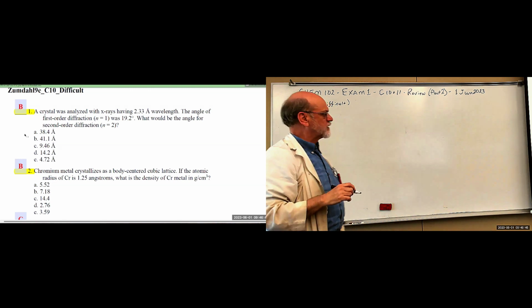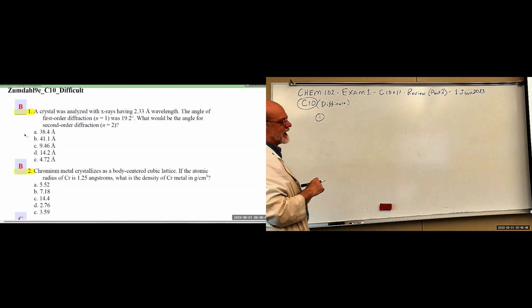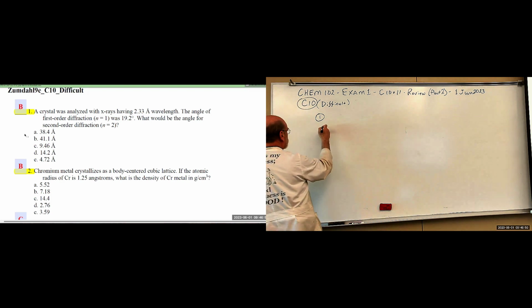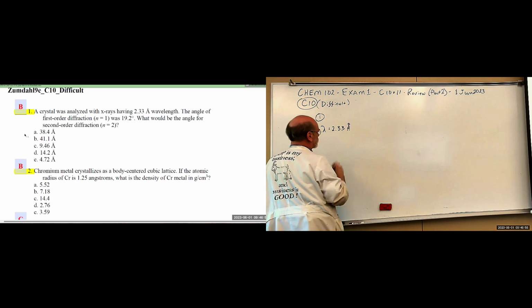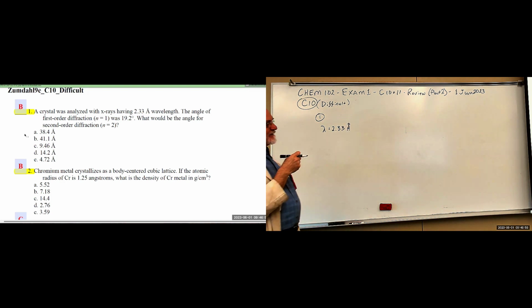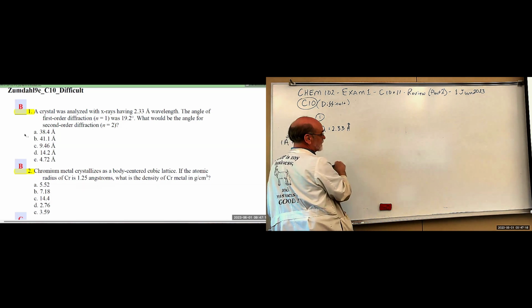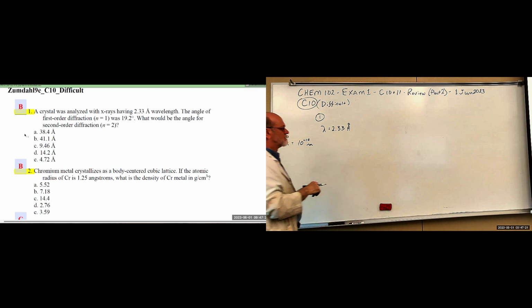Okay, a crystal was analyzed with X-rays having 2.33 angstrom wavelength. So the wavelength of our X-ray is 2.33 angstrom. What's an angstrom? Nobody remembers. We didn't hammer this one too hard. 1 angstrom is equal to 10 to the minus 10 meters. All right, so if we want to go ahead and convert this to meters, actually, we don't need to. And I'll explain why in just a second.